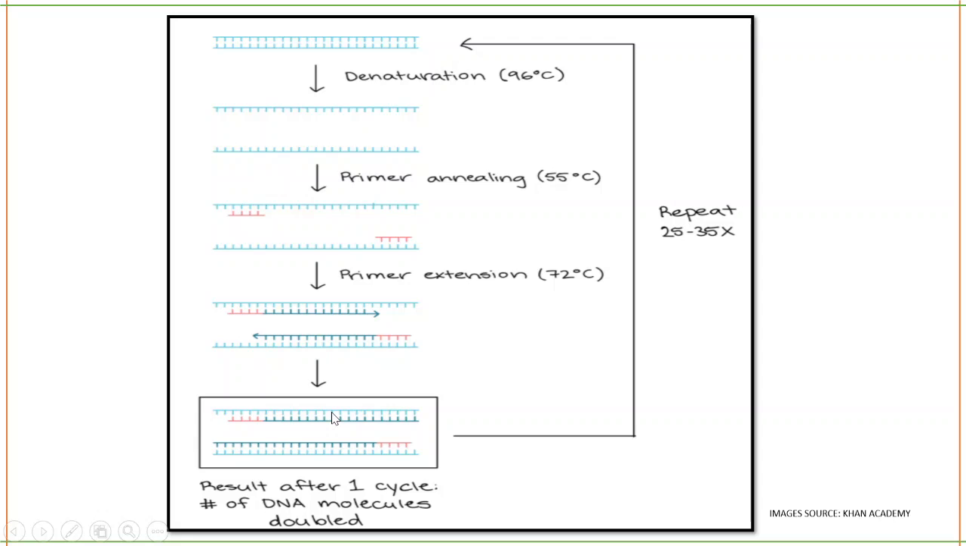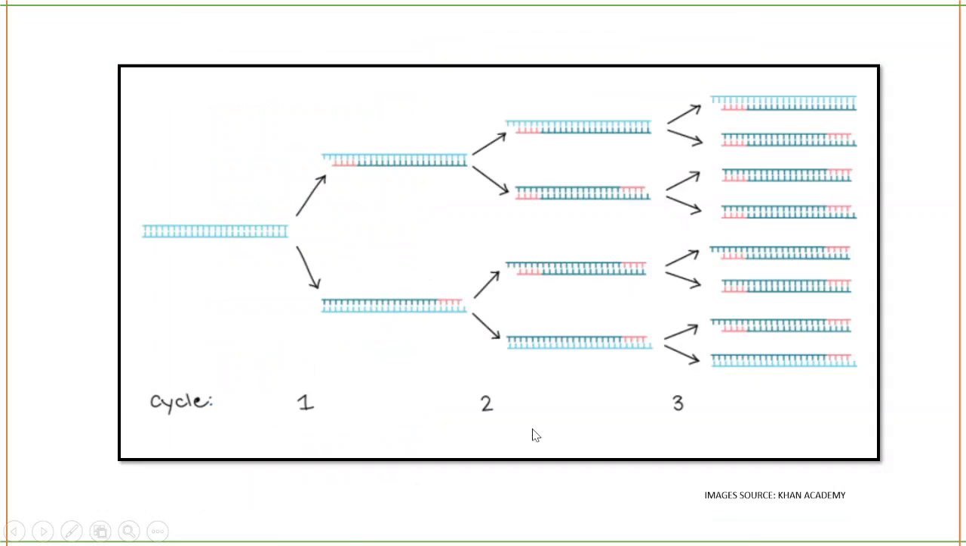So the result of the first cycle is one double stranded DNA molecule has been converted to two double stranded DNA molecules. Now you can repeat this as many times as you want. Usually it is repeated for 32 times. So this is the first cycle, 2 strands you'll get. Second cycle, 4 strands. Third cycle, 8 strands.